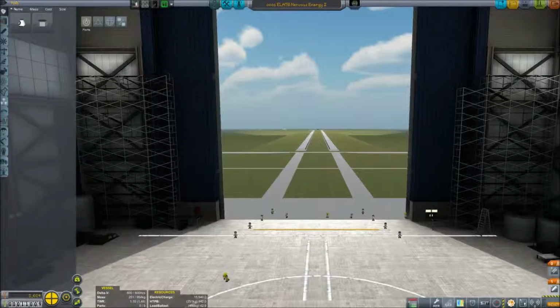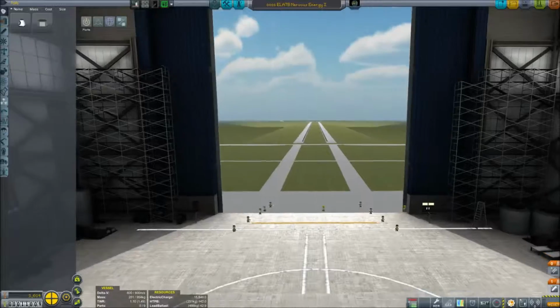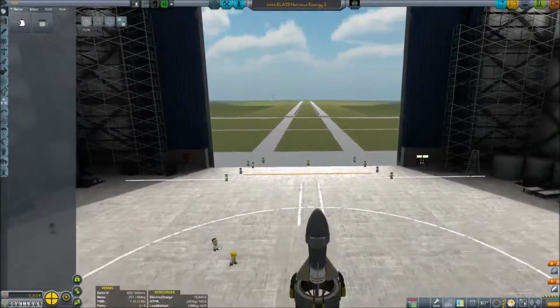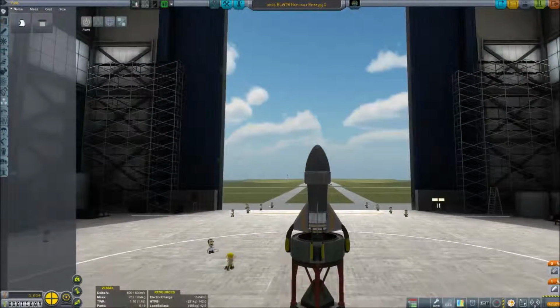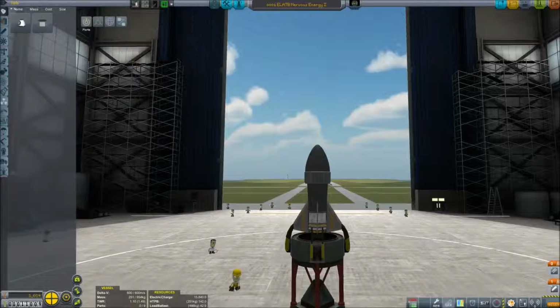Today we're going to launch our first mission. Our aim is to reach a velocity of 150 meters per second and also test out Alice, our semi-intelligent flight computer. The ship we're going to be using is here, the 0001 ELATB Nervous Energy 1.